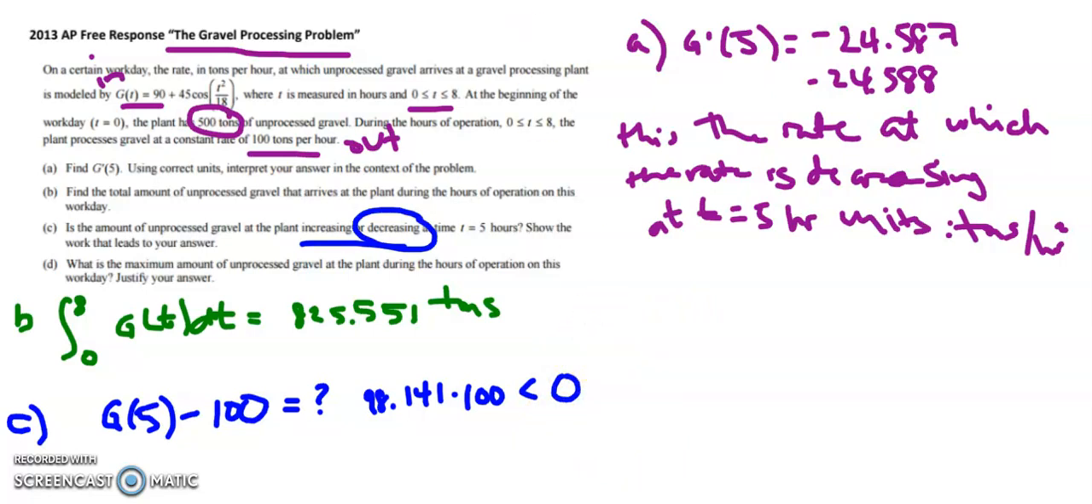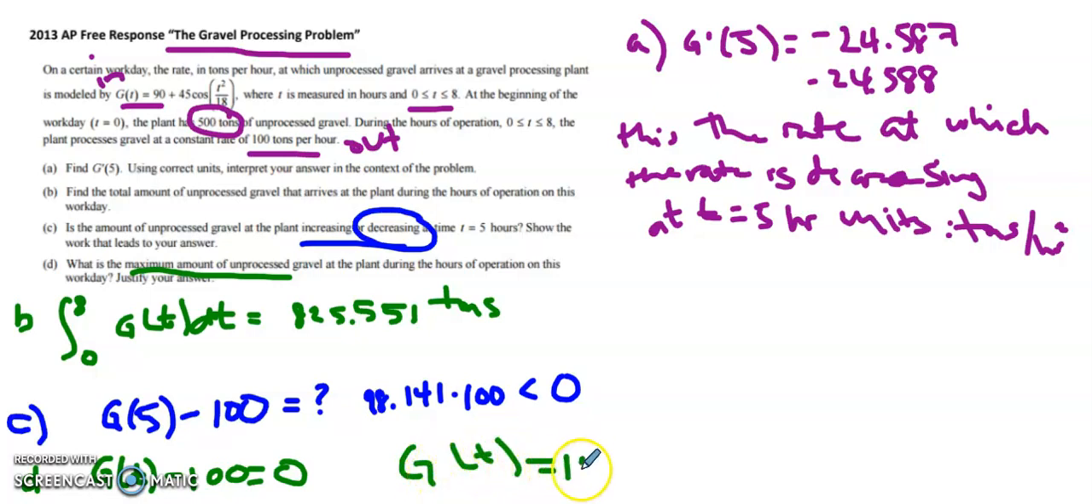All right, the final part of the problem asks us to talk about the maximum amount of unprocessed gravel. So to get the maximum amount, I need to have the derivative equal to 0. Well, in this case, the derivative is the G, which is the rate in, minus the 100, which is the rate out. So I need G of t minus 100 equals 0. Well, that's the same thing as G of t equaling 100. And they only want us to care about the time period 0 to 8.